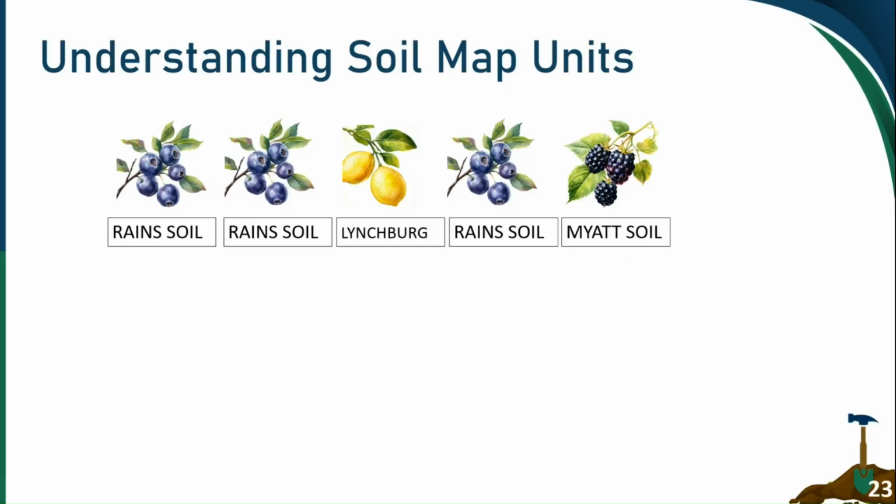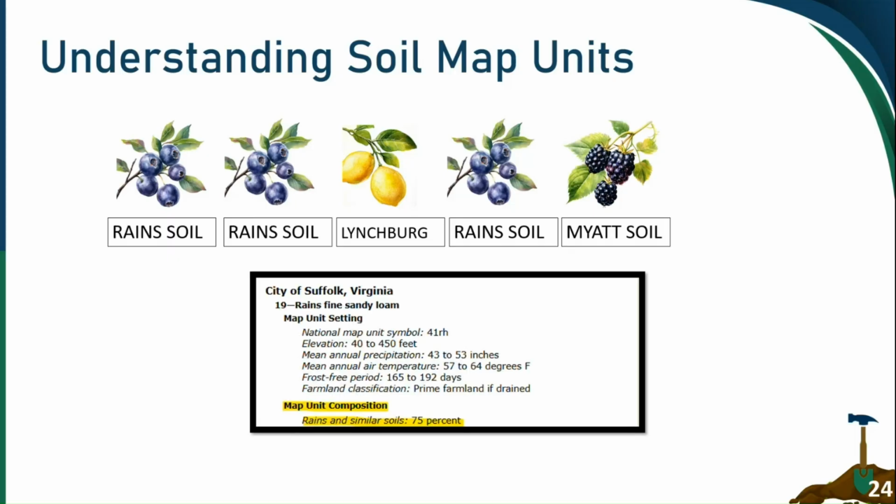All right, so my transect shows 60% Range, 20% Lynchburg, and 20% Myatt. So now look at the yellow highlighted description from the soil survey. It states Range and similar soils make up 75% of this map unit. So here's a critical point that many people miss. That 75% isn't referring to the specific polygon that we did the transect in. Instead, it's the expected composition across all Range polygons throughout the entire Suffolk soil survey area. So now, how do our field observations stack up against the map unit description that the soil survey is telling us?